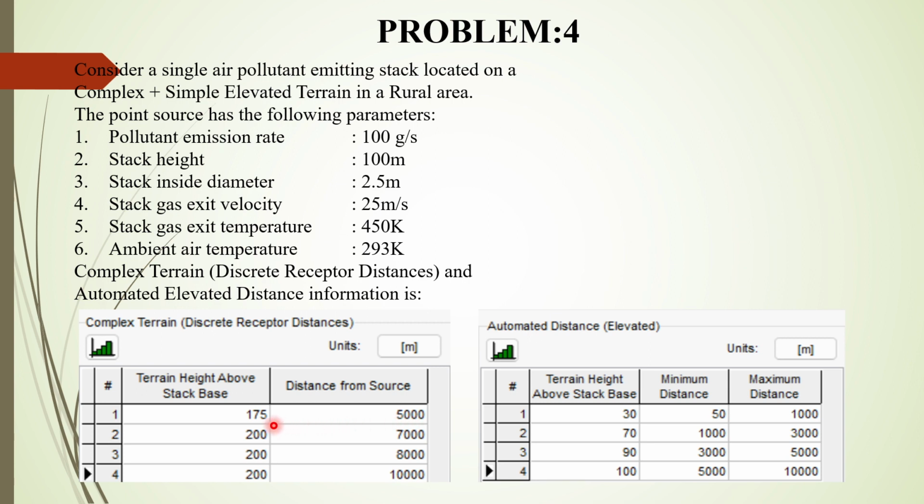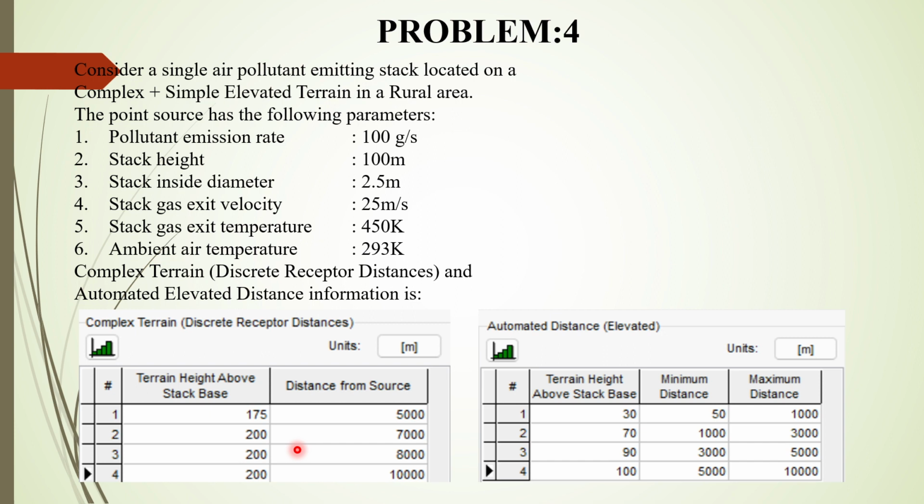And the complex terrain information is given, that is at the distance from the source 5 kilometer, the terrain height is 175 meter, and at distance from source 7 to 10 kilometers, the terrain height is 200 meter. As we know, for complex terrain the terrain height must be more than the stack height.